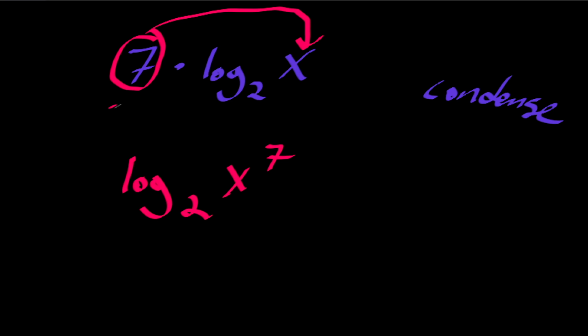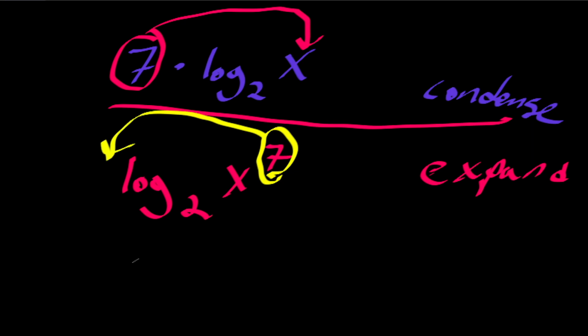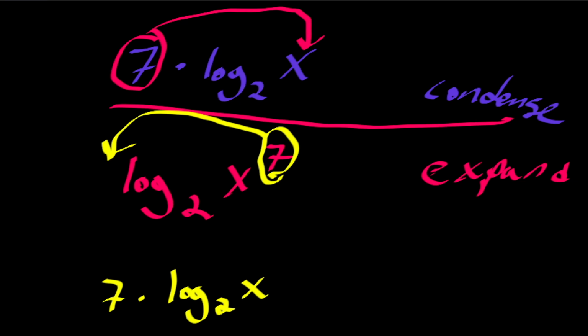Now, what if I gave you this and said, okay, now expand it back? Well, if we expand, it just means now we don't want exponents, because all exponents can be brought to the front and multiplied in front. So you can see how we end up in the exact same spot that we started. So once again, condensing and expanding are closely related. They are essentially opposite directions or opposite operations of each other.